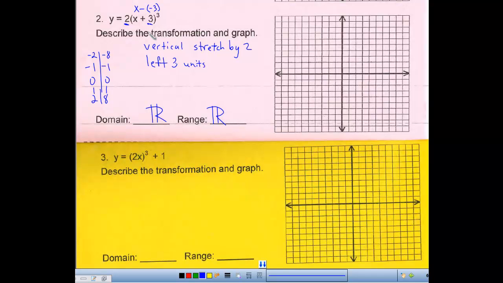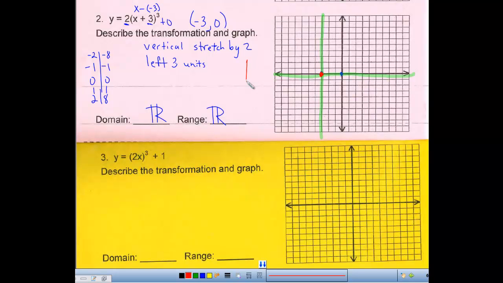Let's find our new HK. The original started at this point. H is negative 3. K is 0. So out negative 3, up 0. This is the new starting point. This is like the new origin. From this point, I need to figure out how to move.